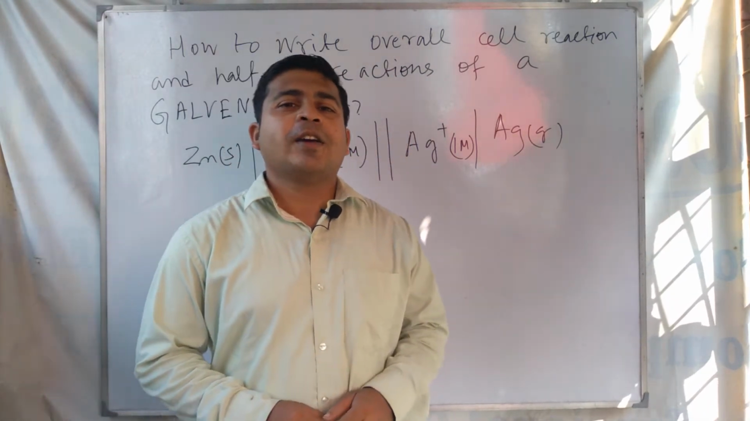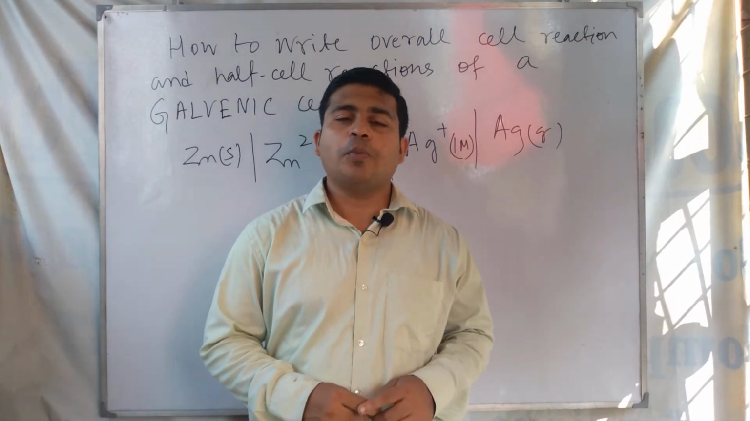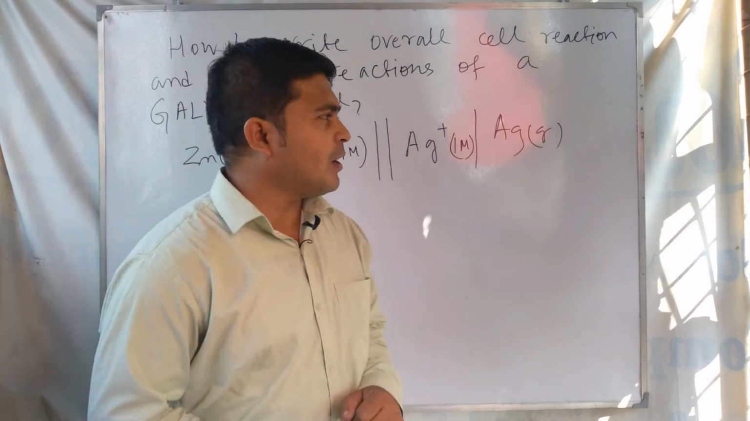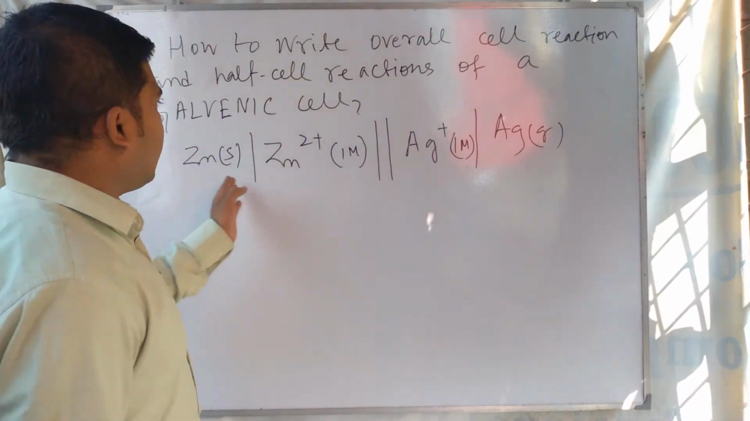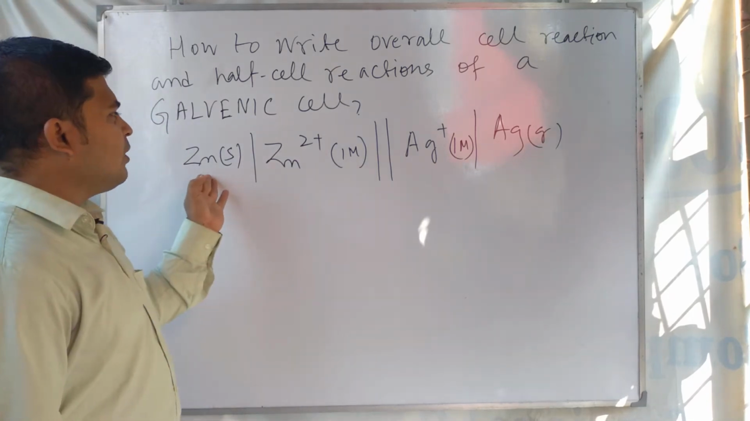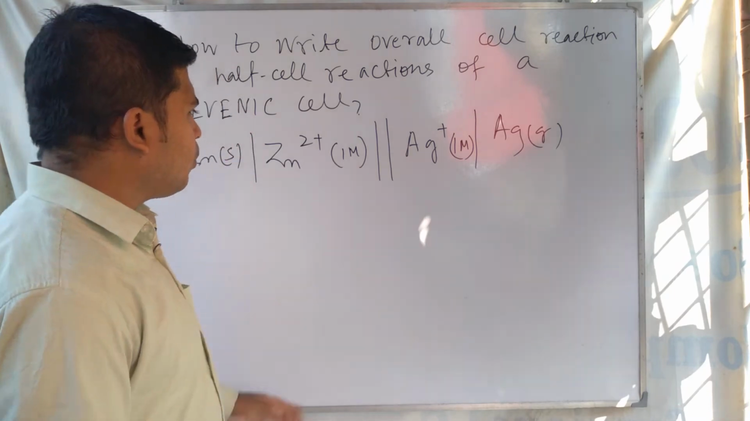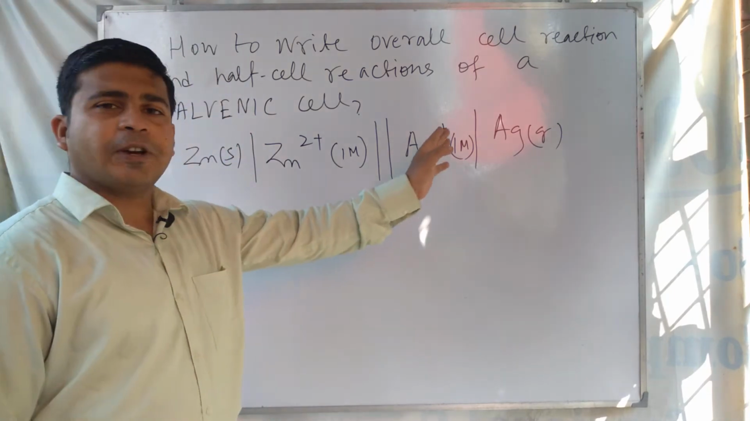I am Atanu Betal, and right now we start the discussion regarding how to write the overall or net cell reaction and the half cell reactions of a galvanic cell. Let's start. This one is the representation of a galvanic cell. Here you can see Zn, Zn2+ and Ag+, Ag.